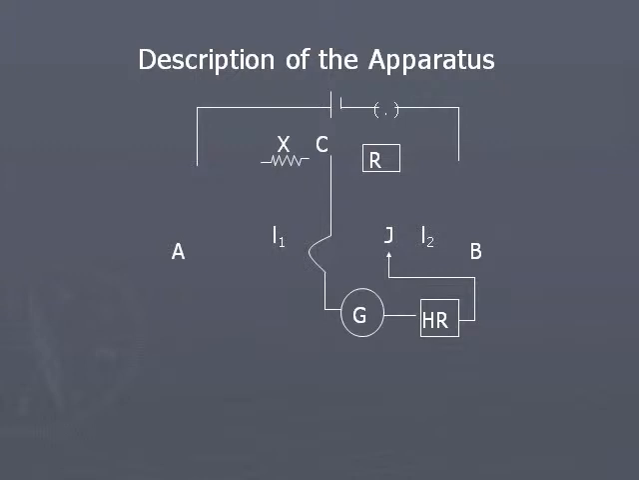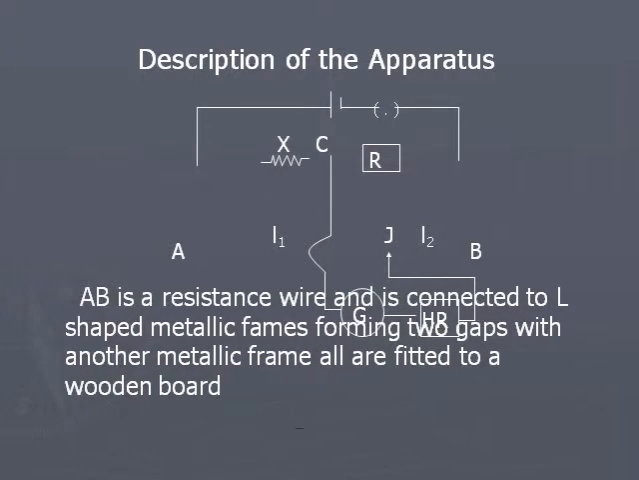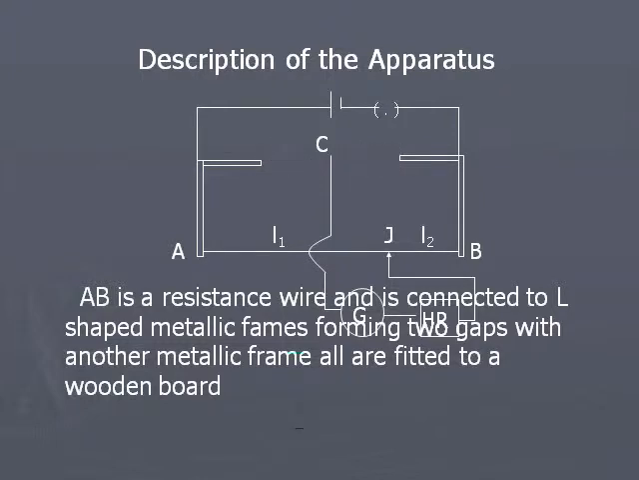Let us discuss or describe different parts of this experimental setup. AB is a resistance wire, bridge wire. It is connected to two L-shaped metallic strips, one is connected at A, the other one is connected at B. If X and R are not there, then there will be two gaps at X and R, and these two gaps are separated by another metallic strip.